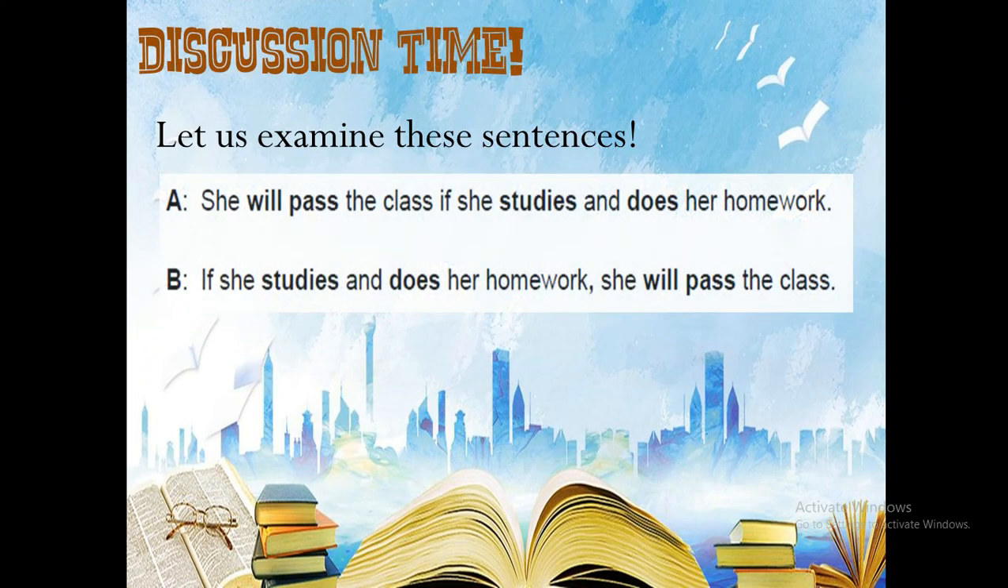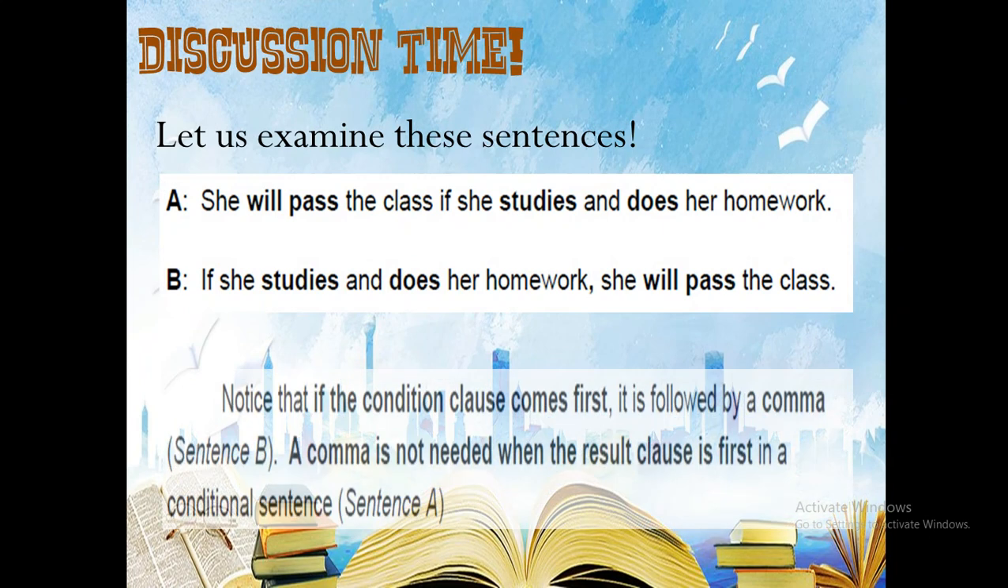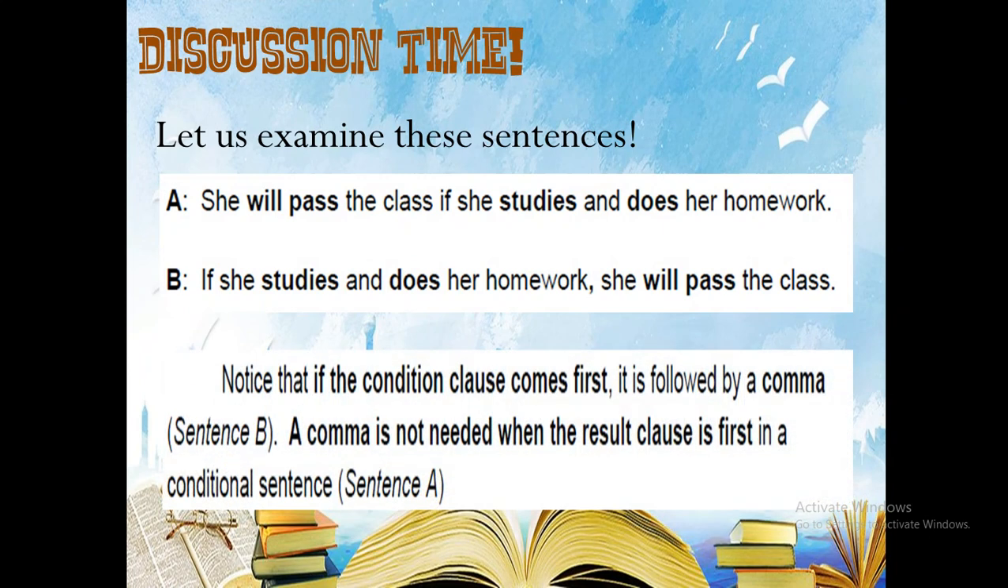Now, let us examine this sentence. She will pass the class if she studies and does her homework. If she studies and does her homework, she will pass the class. Notice that if the condition clause comes first, it is followed by a comma. A comma is not needed when the result clause is first in the condition sentence.